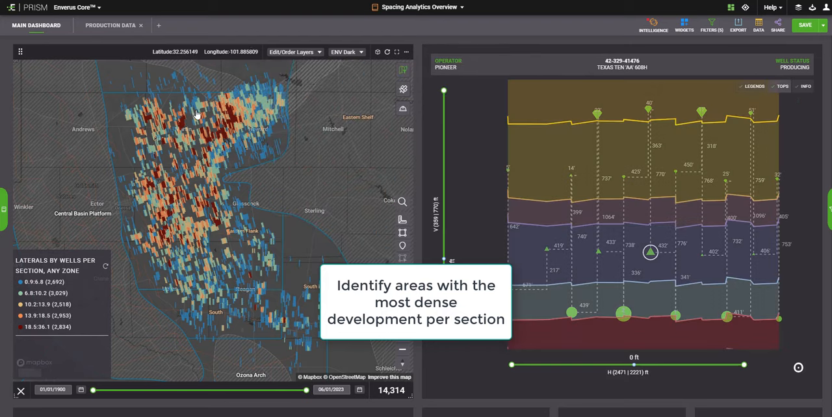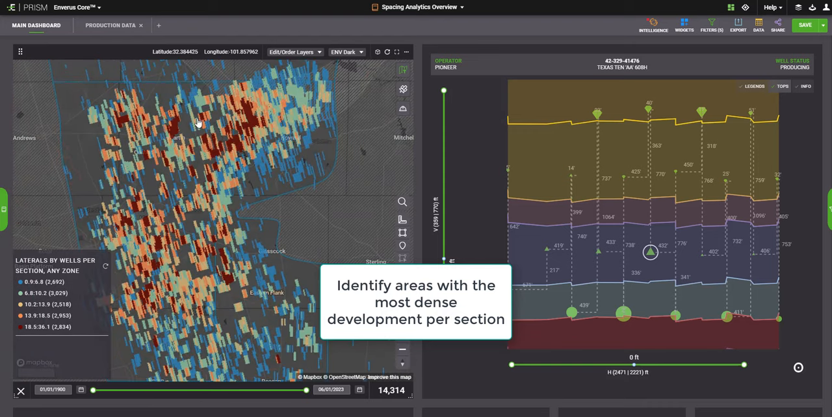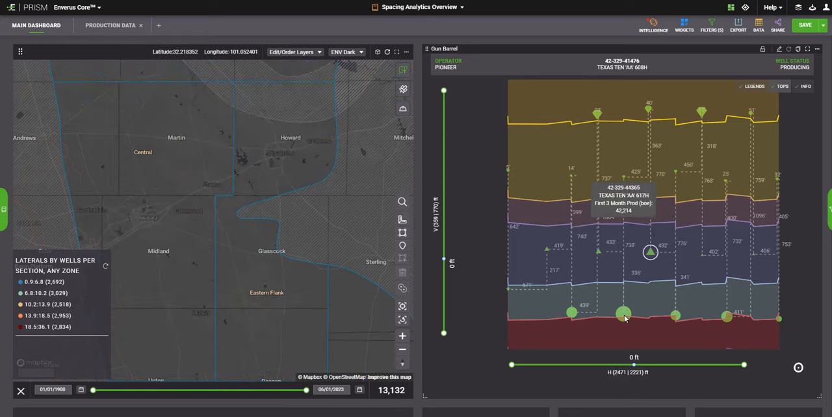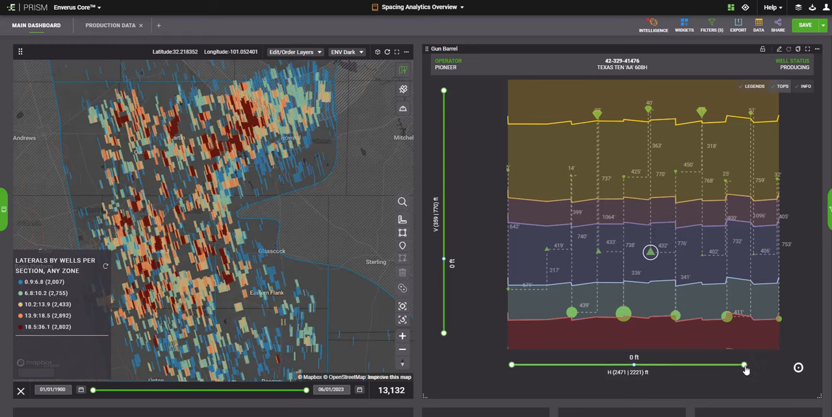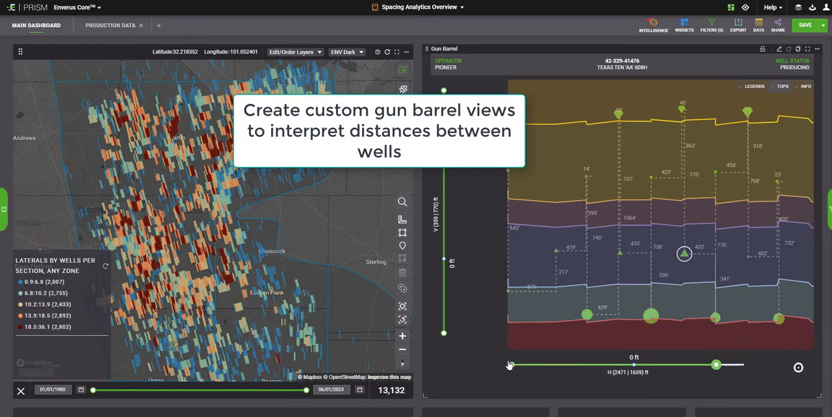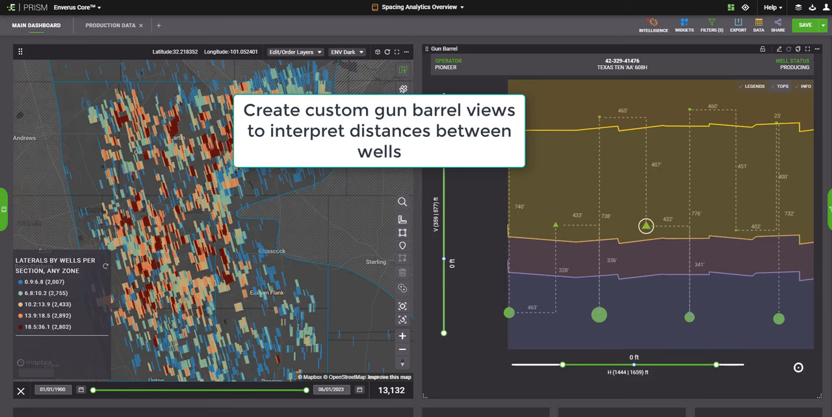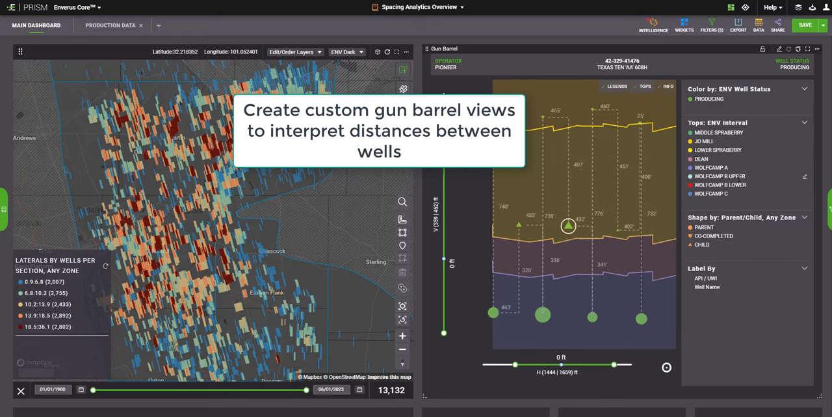For a more detailed look at the unit, PRISM has a dynamic gun barrel viewer that shows the relative distances of all wells surrounding the subject well. This can be used to analyze multiple metrics from each well, like production, completion, or parent-child relationships.